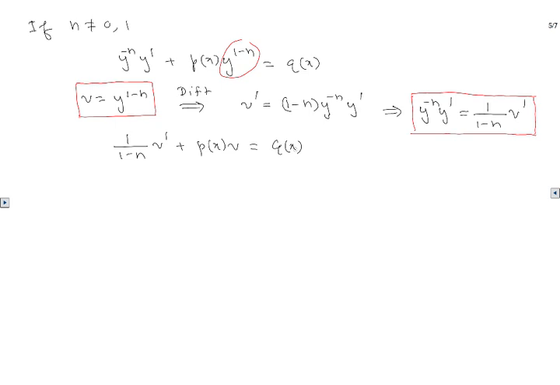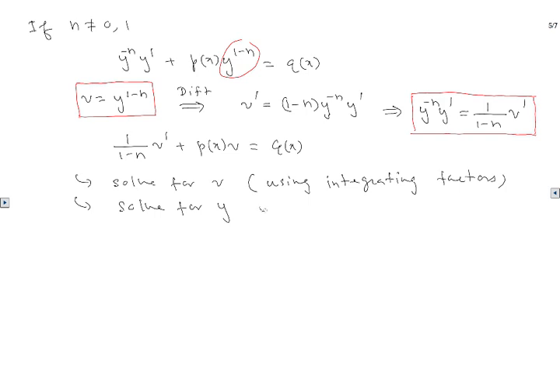So you can see that this is a first order linear in v. Okay, so that means we can solve for v first using integrating factors, and then after we do that, we can solve for y using v equals y to the power 1 minus n. Okay, so that's the technique.